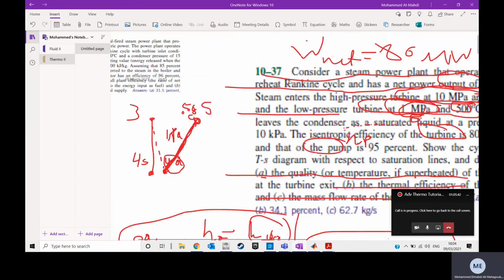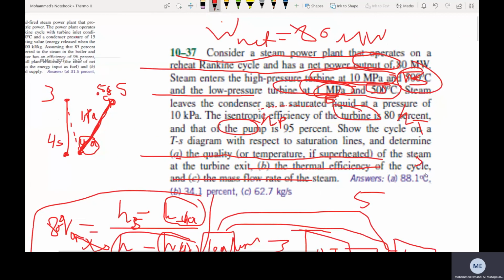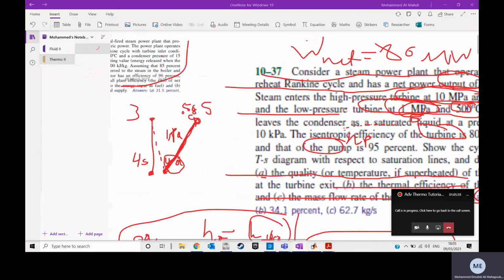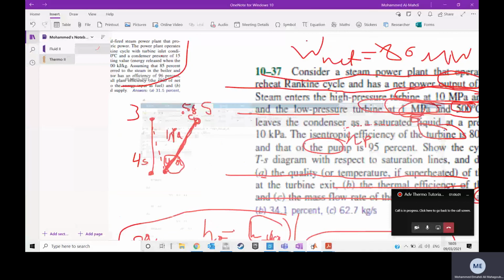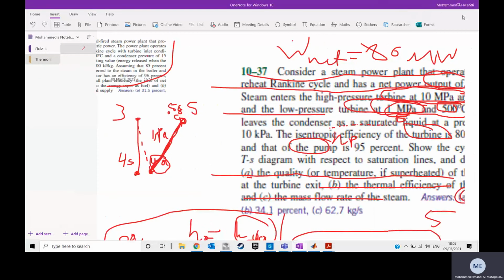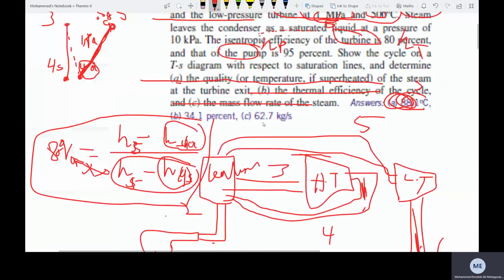Okay, where was it? Don't tell me that I was solving all the way using this. Okay, this is the question. I was afraid that it was that question I was solving. Okay, 88.1, and what we've got in the code is 88.06, so that's fairly close. And now what should we do? We now need to calculate the thermal efficiency and the flow rate of the steam.